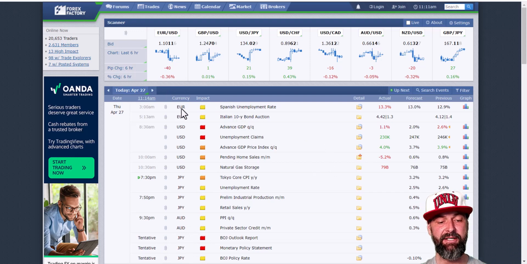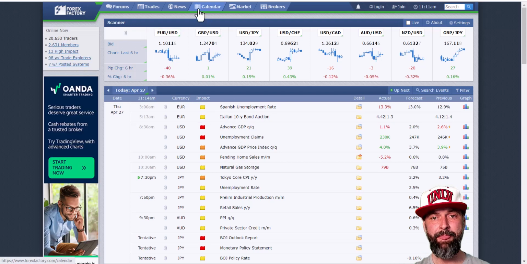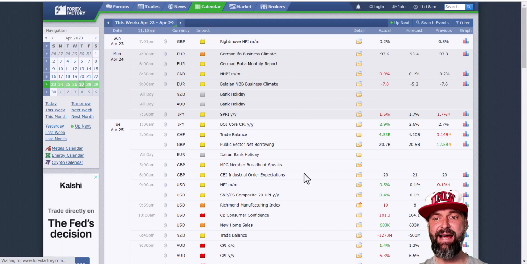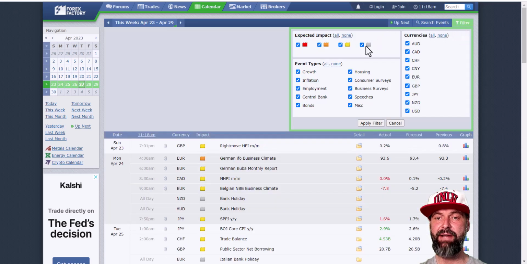If you look here, the euro, Spanish unemployment rate, the euro, Italian 10-year bond auction. You go to the US, you got GDP, unemployment. Now, if you go to calendar, this gives you the entire week. If you go to filter over here, this is what I do. You don't have to.